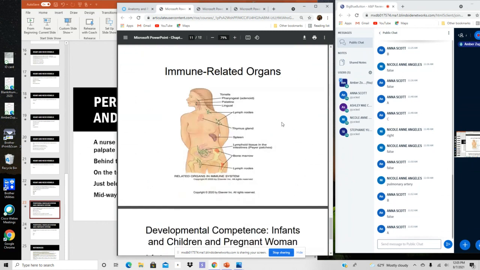Okay, so this is just a picture that shows the different sites of the immune-related organs. Thymus is here, spleen located in the right upper quadrant, lymphoid tissues in the intestines, and the bone marrow, which is also the site of production of lymphocytes.